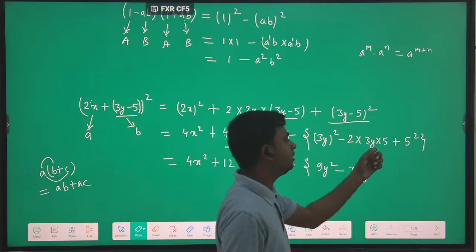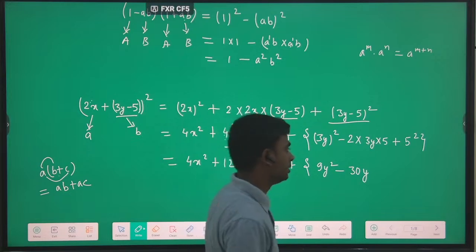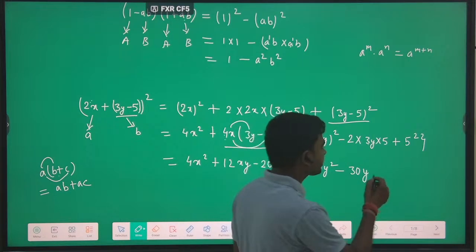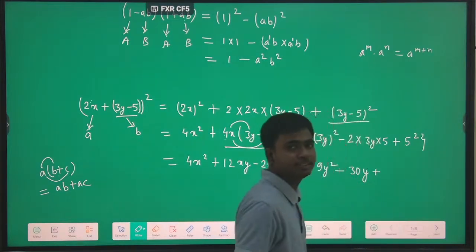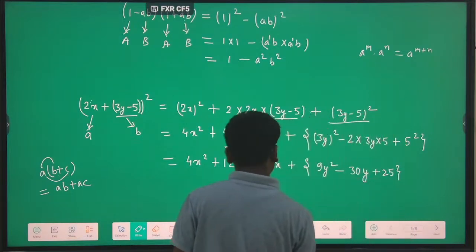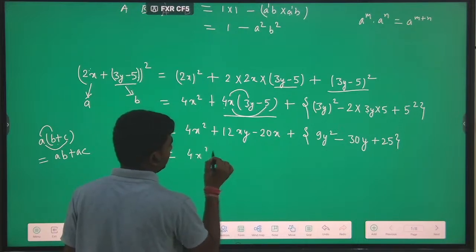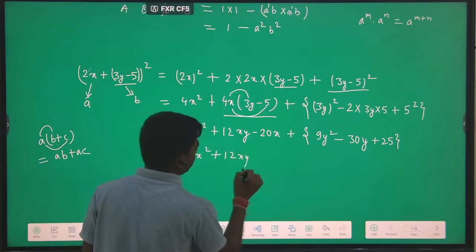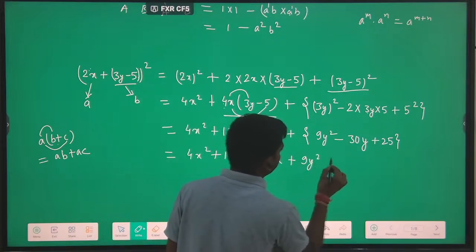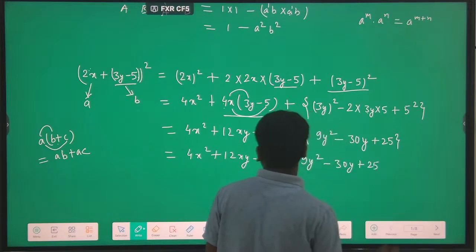Okay. Since there is one variable here, only y, that is why we are writing y only here. If it was y into y, we would have written y square also. Okay. Plus 5 into 5 is 25. 5 square is 25. So what will be the value? The value will be 4x square plus 12xy minus 20x plus 9y square minus 30y plus 25.